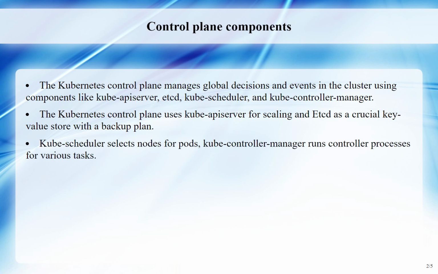The Kube Scheduler selects nodes for newly created pods based on various factors like resource requirements, constraints, affinity, and anti-affinity specifications. The Kube Controller Manager runs controller processes, which handle tasks like monitoring node status, managing one-off tasks, and linking services to pods.